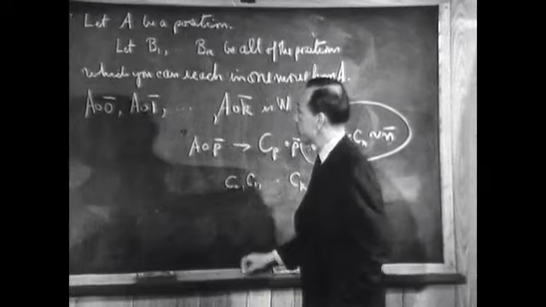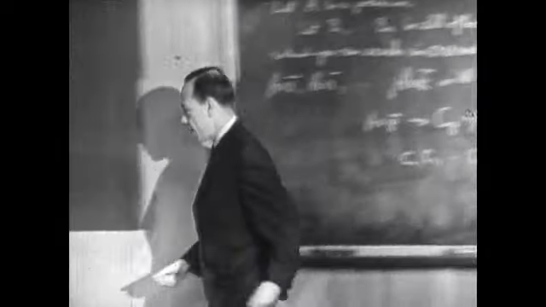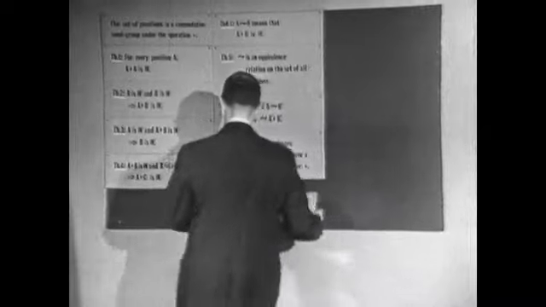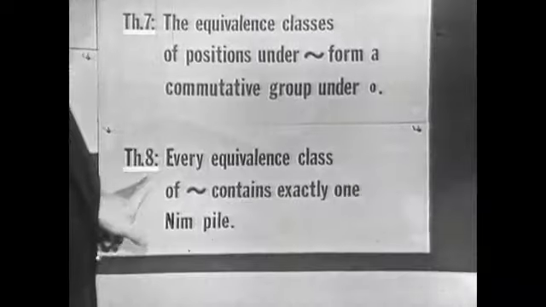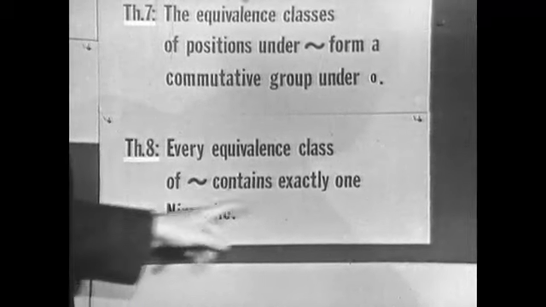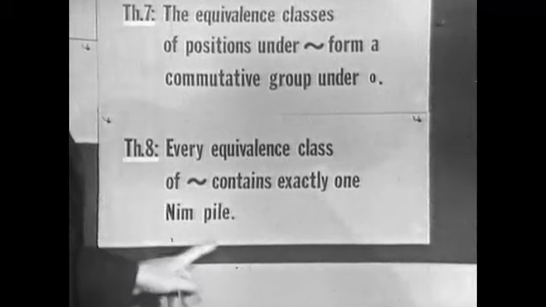And then that tells us, in conjunction with our first statement, that we have theorem 8, which says every equivalence class of wiggle contains exactly one NIM pile. Not more than one, not less than one, exactly one.